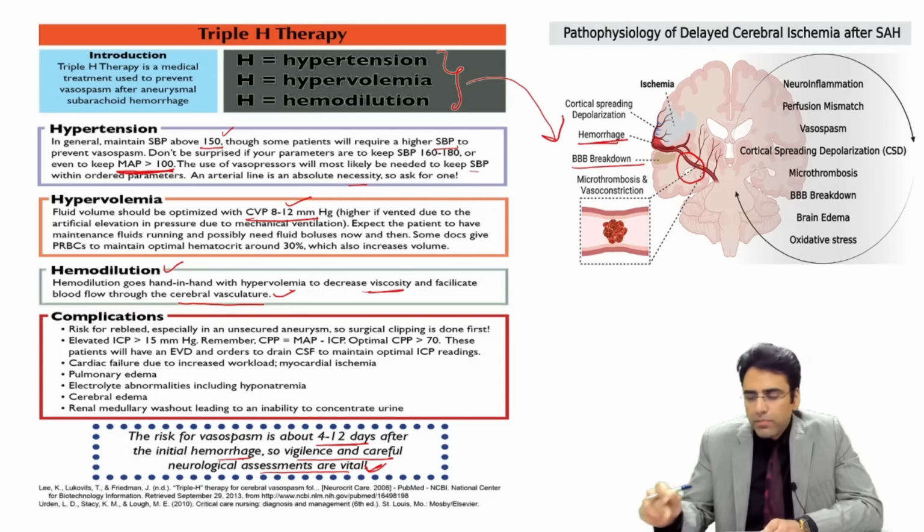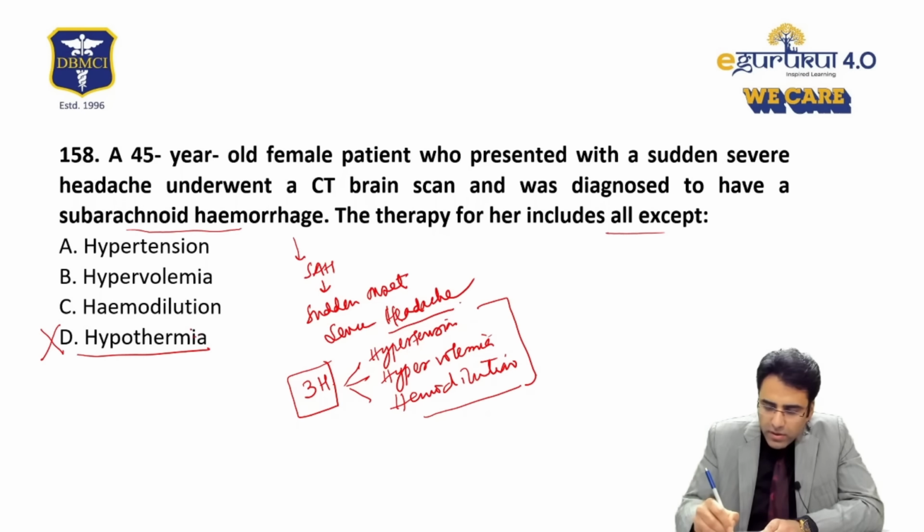So this is very, very important. In this, the hypothermia is not there, so the therapy includes all. This is included, this is included, this is included, but hypothermia is not included. So the correct answer is D.